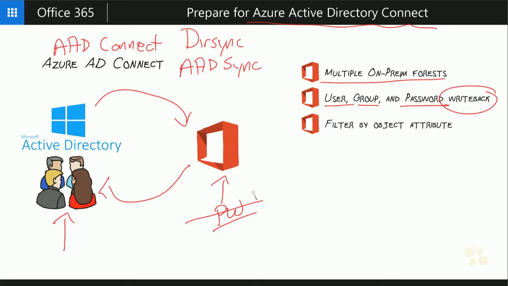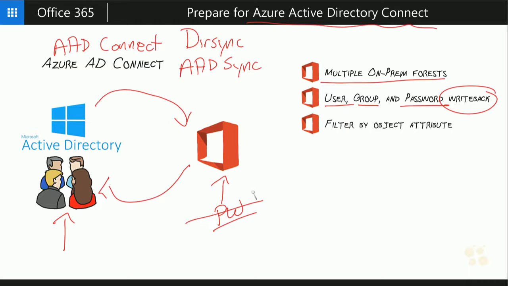When you have password write-back enabled, when the user performs that operation, Office 365 will write back the password into the on-premise Active Directory, and they will remain synchronized. And you can do the same thing for users and groups as well with Azure AD Connect, so that you can ensure that you're writing back those changes from Office 365 into your on-premise directory.